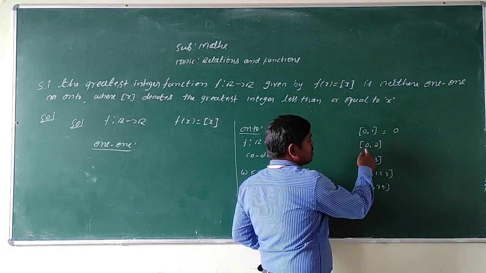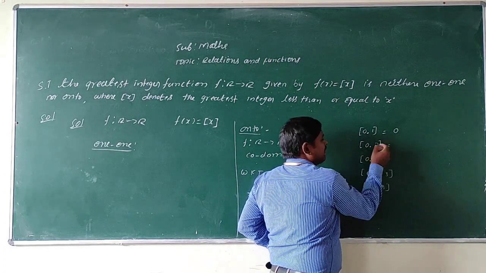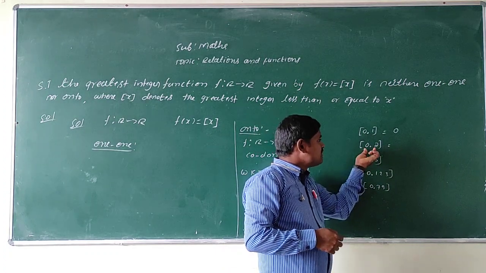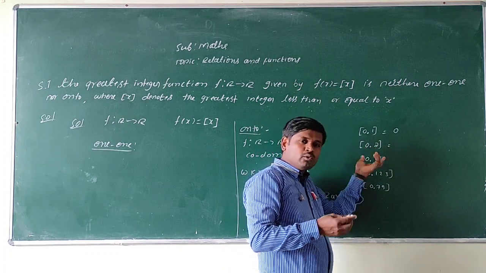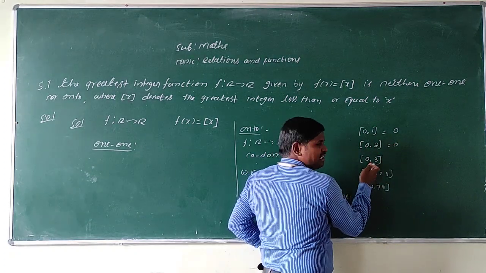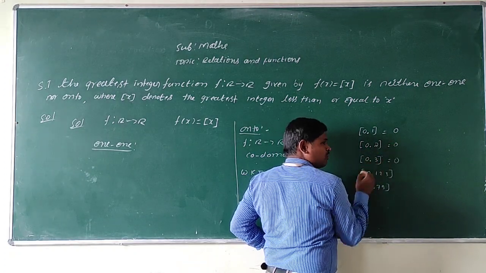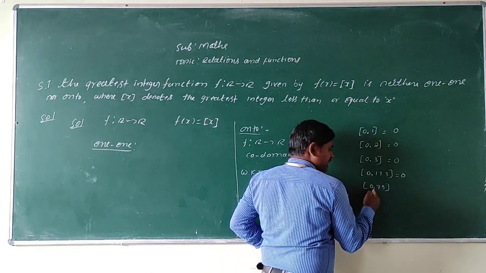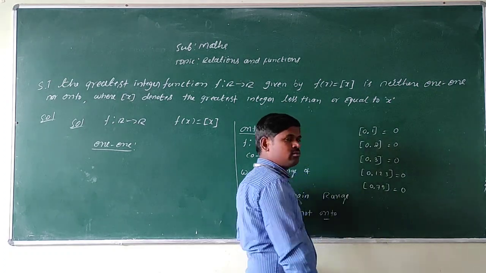Box of 0.2: again, the greatest integer less than or equal to 0.2 is 0. Similarly 0.3 is also 0, 0.123 is also 0, and 0.75 is also 0.